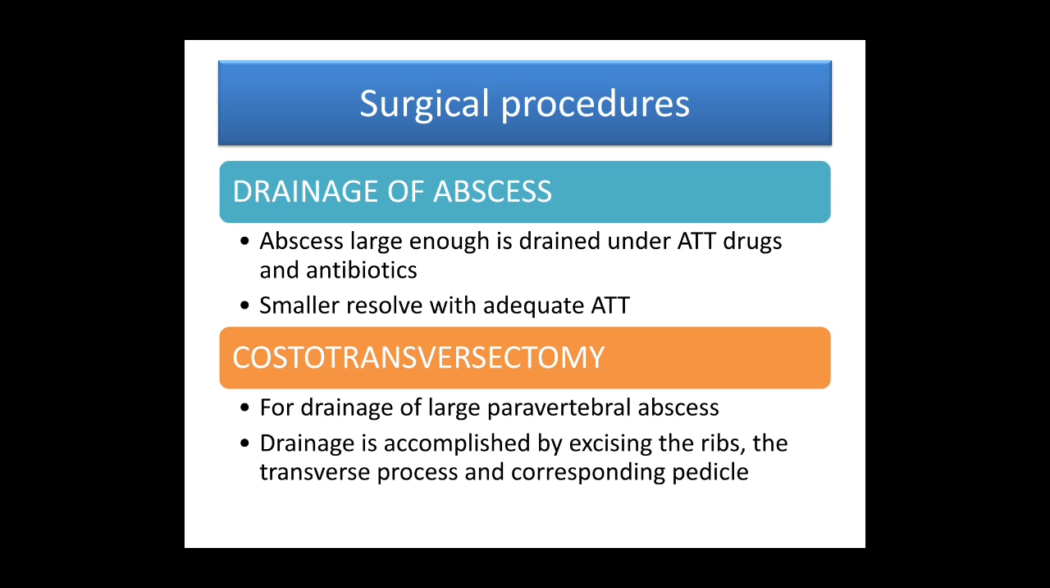So costotransversectomy, as the name suggests, costo means costal, rib, and transversectomy, transverse process. So basically, a rib articulates with the vertebral body or with the spine at 2 levels: 1 at the transverse process, 2 at the level of the vertebral body. So there is a costovertebral joint and a costotransverse joint. Costovertebral joint is more ventral, whereas costotransverse is more dorsal.